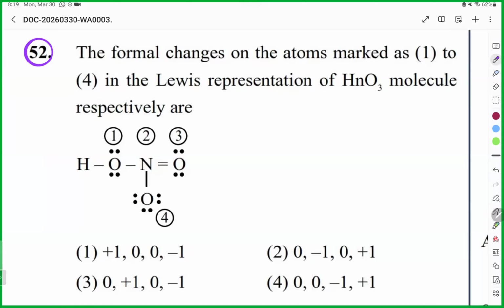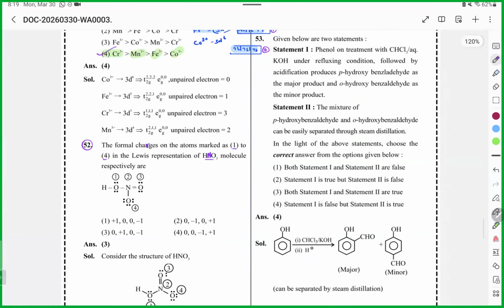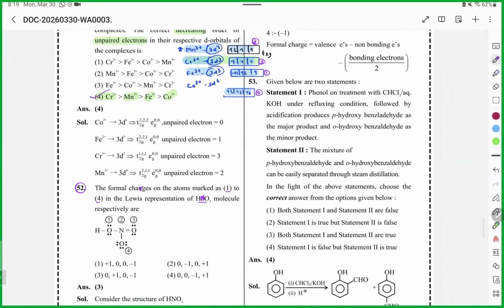Formal charge on the atoms marked 1 to 4 in the Lewis representation of HNO3 respectively. This is wrong. It should be HNO3 like this. Right? Nitric acid. 4 are marked. I think it is formal charge, guys, not change. It's formal charge only, sir. Yes. See, even we did not make this PDF. This is the proper PDF given, but still there are mistakes.